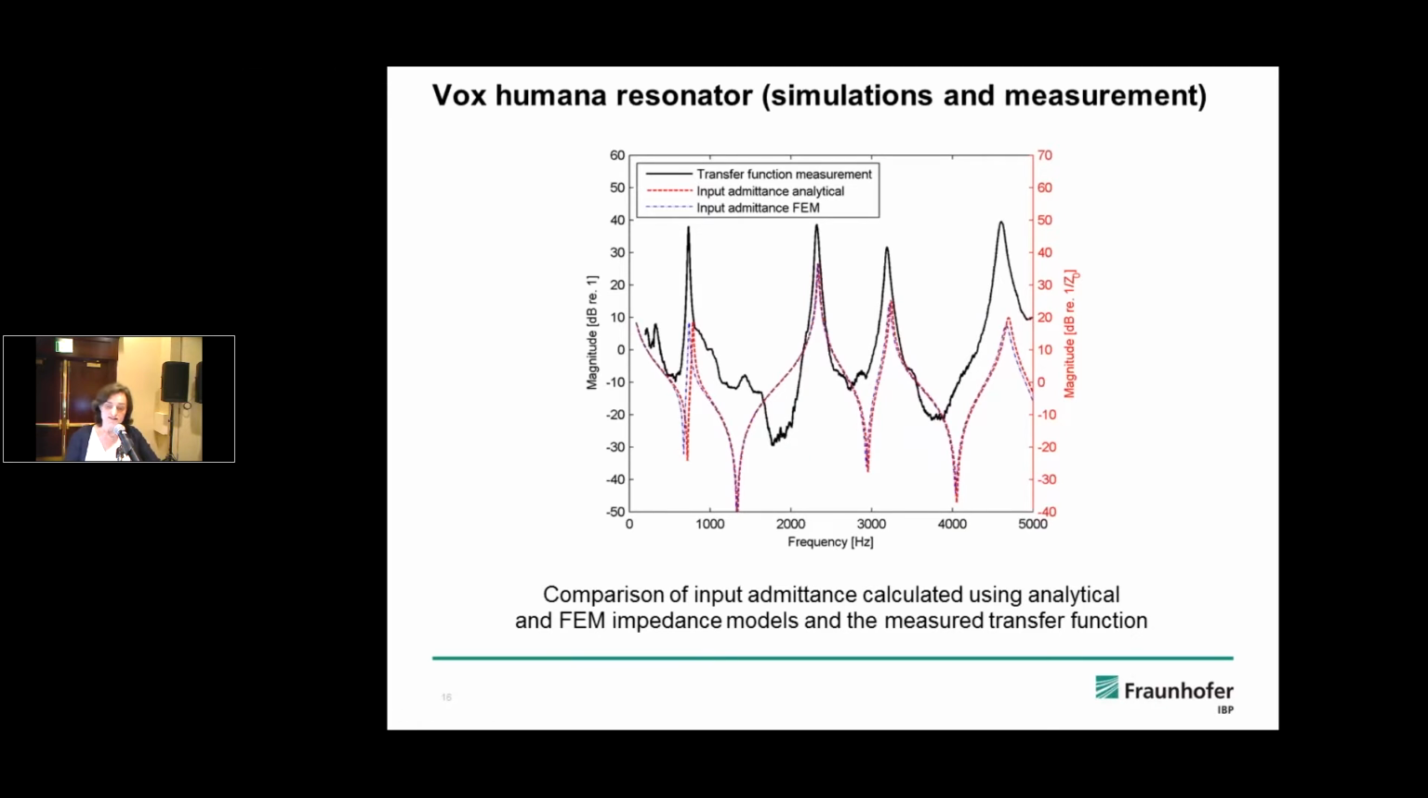Now, this is a comparison of input admittance calculated using analytical and FEM impedance models and the measured transfer function. The black curve is the measured transfer function, the red curve is the input admittance analytically simulated, and the blue is the simulation with the FEM hybrid method.